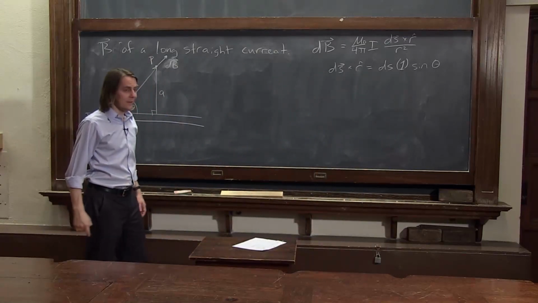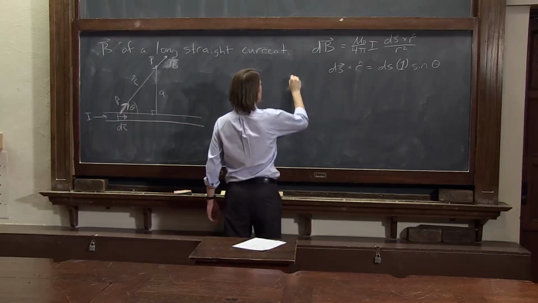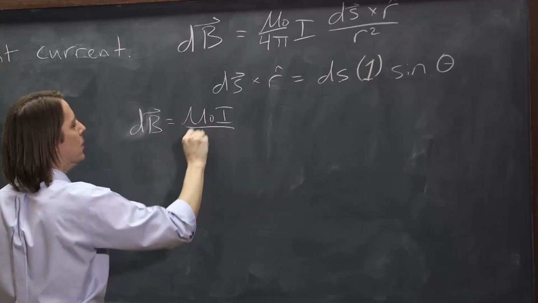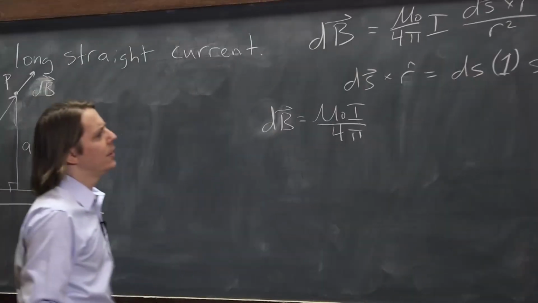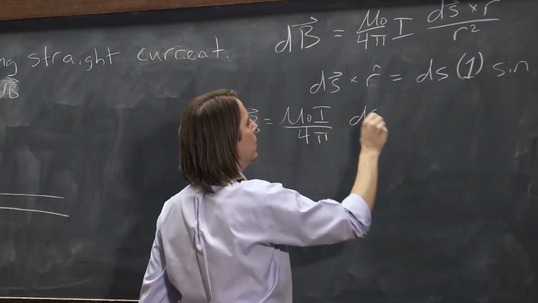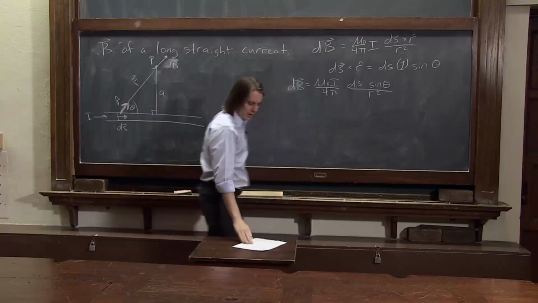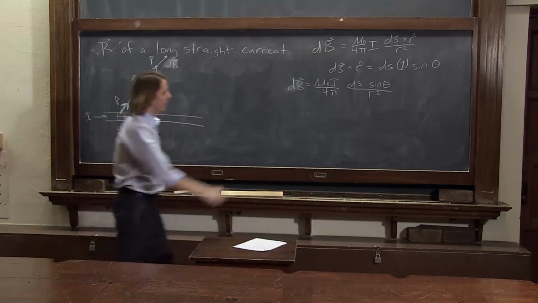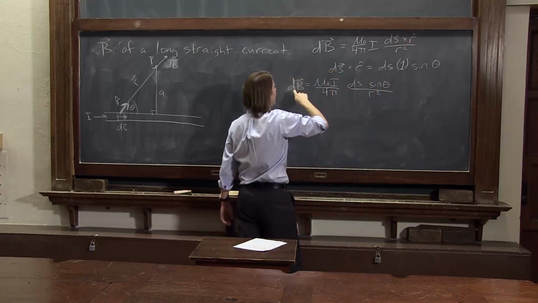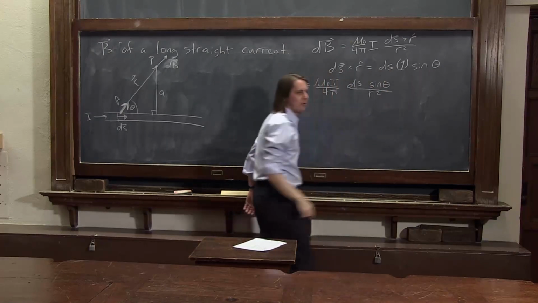Okay, if we plug that in, then we get dB is mu naught I over 4 pi. And then, I want to write it the same way, we have ds sine theta over r squared. And now we need a direction. Okay, this is a vector, and this clearly is a vector with some direction. It's a cross product. Now this is a vector, but this is really just the magnitude of ds cross r. We don't have the vector part.